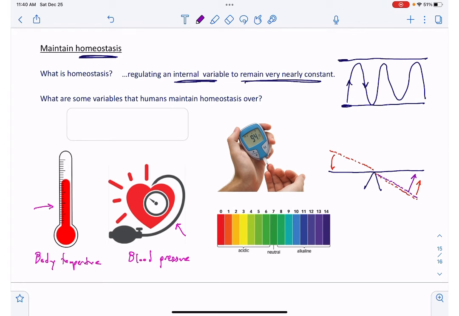Well, it's going to increase heart rate. It's going to not only increase heart rate, but it's going to increase the force that the heart is contracting. So it's going to generate more pressure and increase blood pressure.